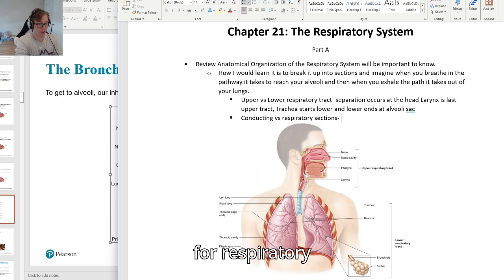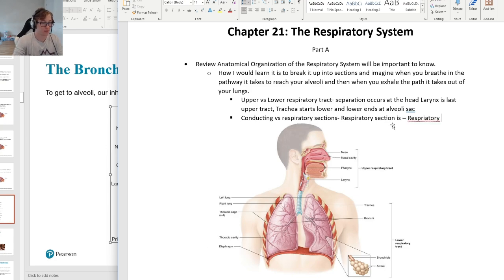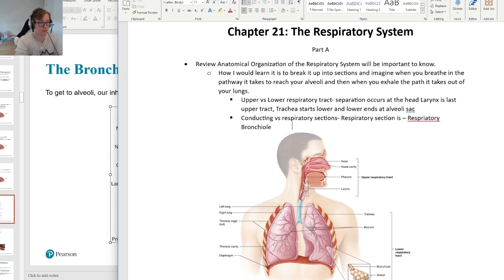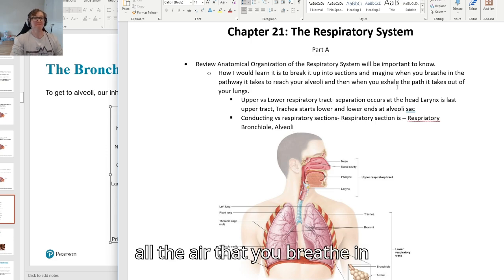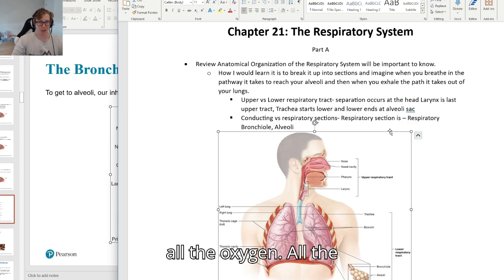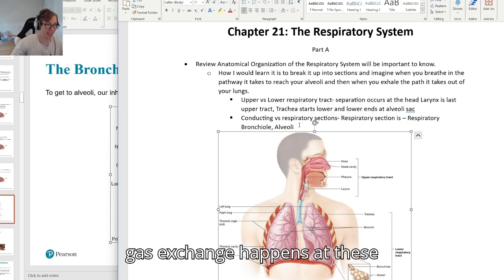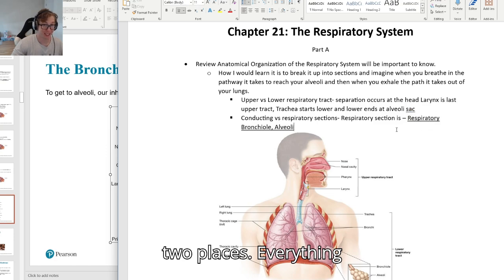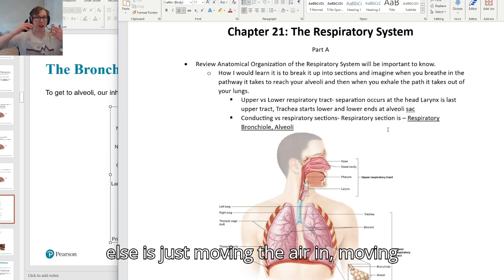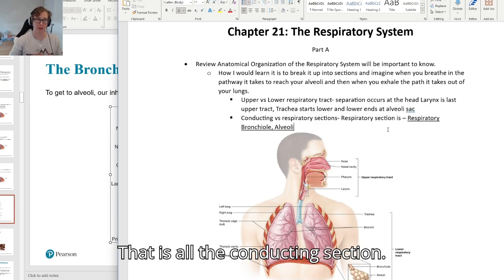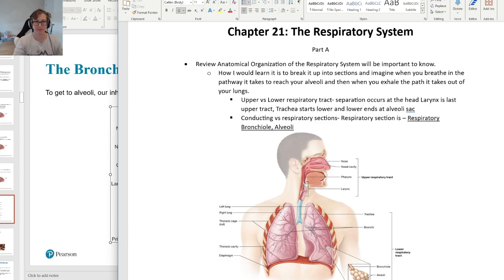So the respiratory section is respiratory bronchioles and the alveoli. All the air that you breathe in, all the oxygen, all the gas exchange happens at these two places. Everything else is just moving the air in, moving the air out. That's all it exists for. That is all the conducting section.